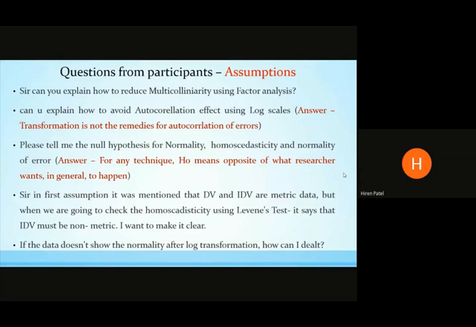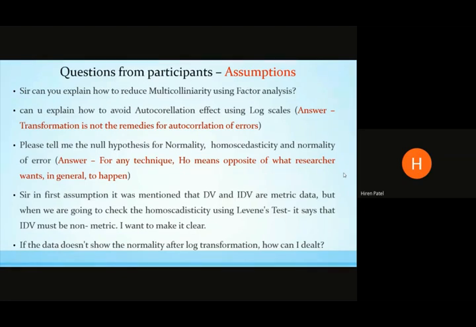A simple understanding of drafting any null hypothesis is that the null hypothesis is opposite to what we researchers want to happen. I mean, if I want normality to happen, my null hypothesis should be there is no normality. If I want homoscedasticity to happen, my null hypothesis is there is no existence of homoscedasticity. Of course, the wording would be a little bit here or there. If you just put these words in Google search engine, null hypothesis for normality, you will get the exact wordings. I'm just explaining how you can write down the null hypothesis for any of the methods in statistics.